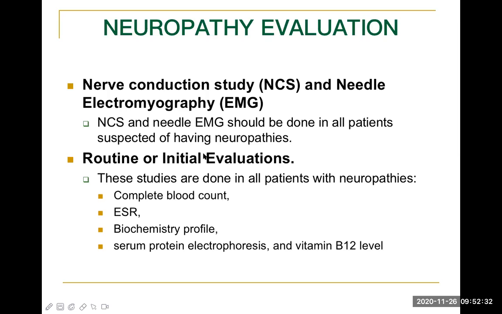That's it. Routine or initial evaluations which are done in case of peripheral neuropathy are CBC, ESR, biochemistry profile, that means liver function test and renal function test, and serum protein electrophoresis and vitamin B12 level. These are done in all cases with neuropathy. That's why they are called routine or initial evaluation. They may pinpoint towards certain important features of peripheral neuropathy, like complete blood count is abnormal in some infectious conditions. ESR is high in inflammatory or infectious conditions again.